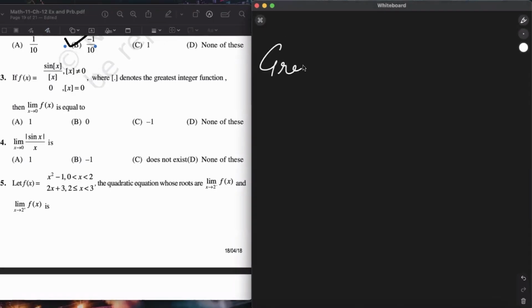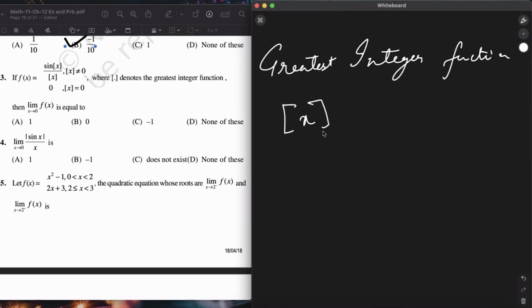GIF stands for greatest integer function. So GIF, you denote it with this. Now it is a step function. What is a step function? Like suppose you have put a value of 1.2 in this. So the greatest integer which it contains is 1. So it will return 1.